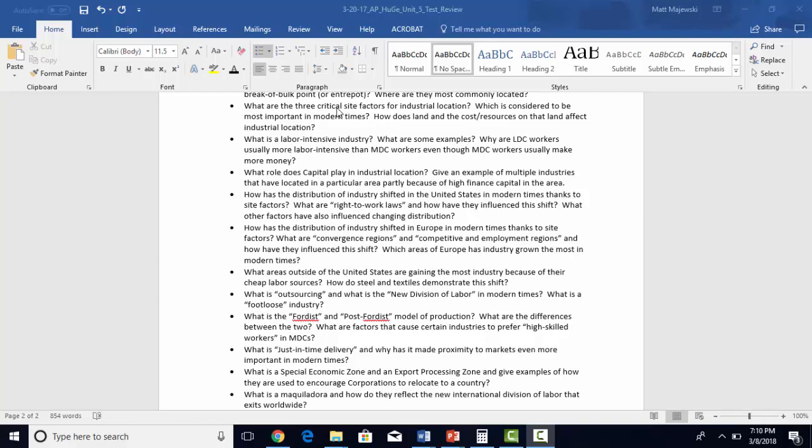So the last video left off with what are the three critical site factors for industrial location. The three site factors that determine where industry locates are land, labor, and capital. Of course, land means land cost. Is there available land? Is it affordable? Does it make more sense to relocate to a new place, to take advantage of cheaper land? Does it make more sense to stay where you're at, even though land values might be more expensive? These are the considerations that a company needs to make.